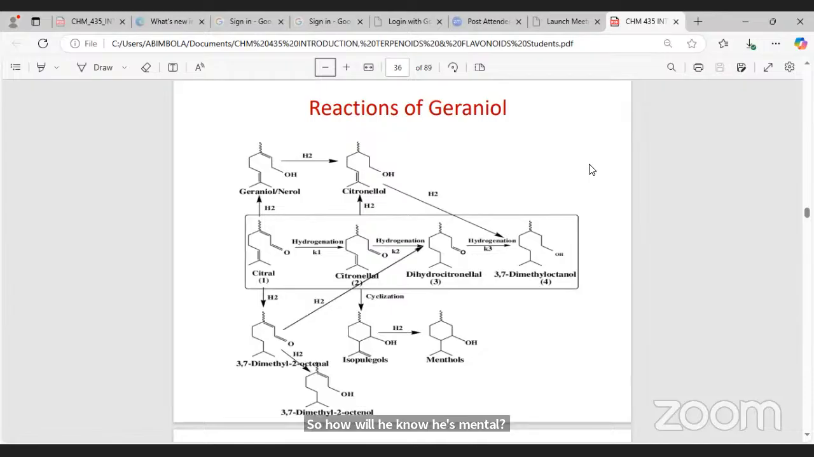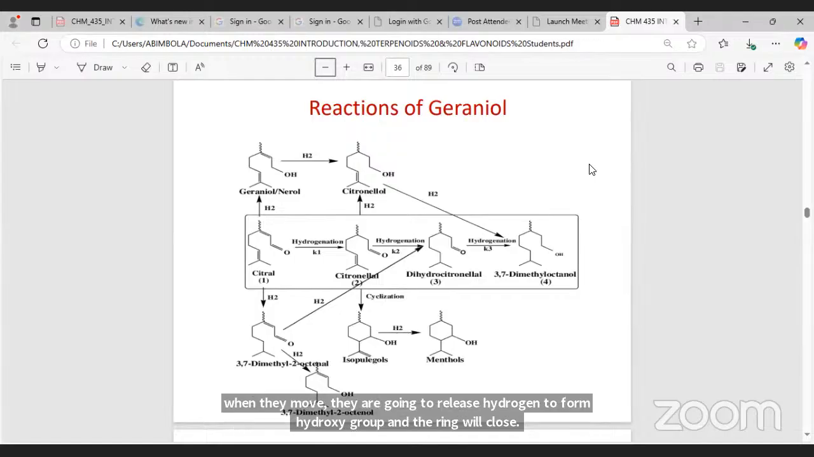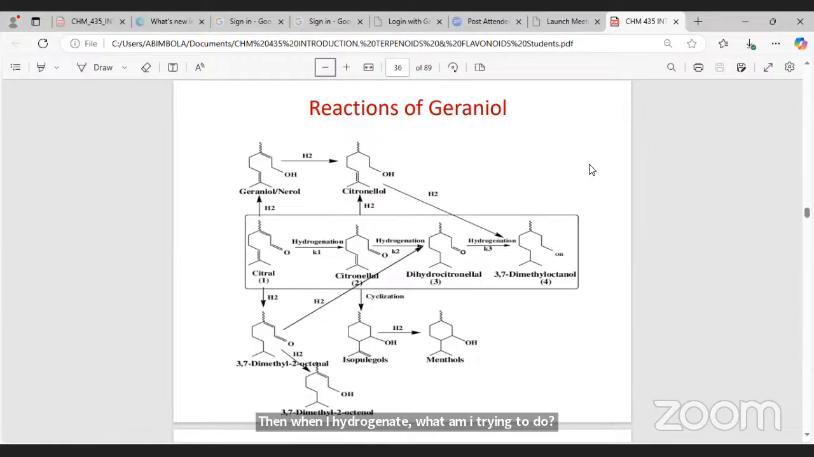So if I want to form menthol from citral, what I will do, I will hydrogenate citral. Remember, citral is the aldehyde part of it. Then when I hydrogenate it, I'm going to form saturated citral, which is citronellal. Then that citronellal, there will be cyclization. When there is cyclization, there will be a movement of this double bond. So when they move, they're going to release hydrogen that will form hydroxy group, and the ring will close. Then when I hydrogenate, because there is one double bond already, that double bond needs to go for me to form my menthol.